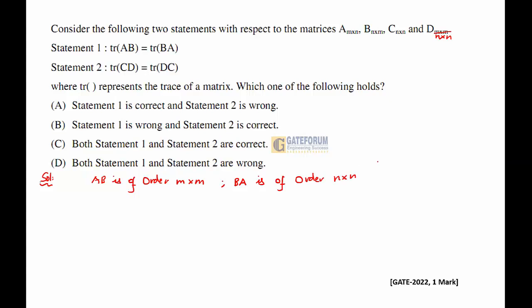C into D is n cross n. Similarly for CD and DC, both C and D are given as n cross n matrices. So their multiplications in any order are also of order n cross n. That means AB, BA, CD and DC are all square matrices.